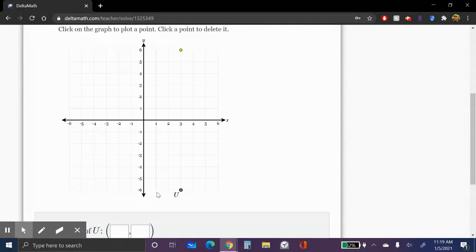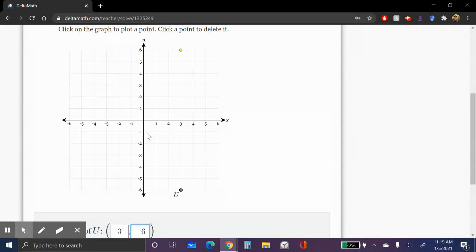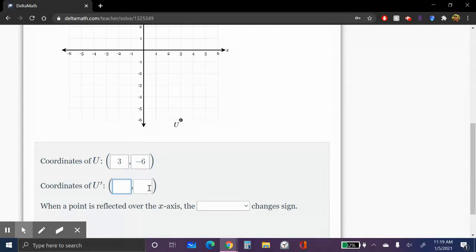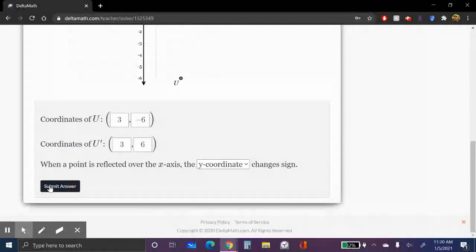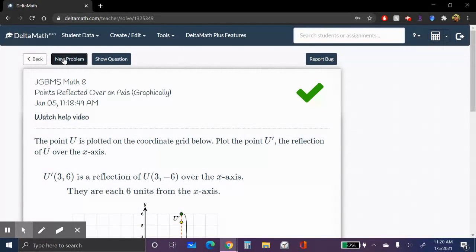Bam. And what are the coordinates? The coordinates of U are (3, -6). The coordinates of U prime are (3, 6). So basically, we are just changing the y value. When a point is reflected over the x-axis, the y coordinate changes sign, and the x coordinate stays the same. Submit. Yes. Good. Let's look at another one.